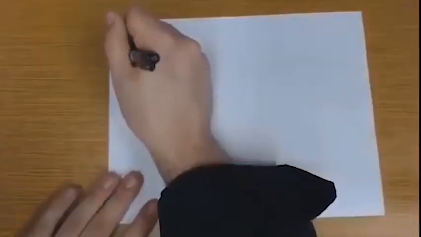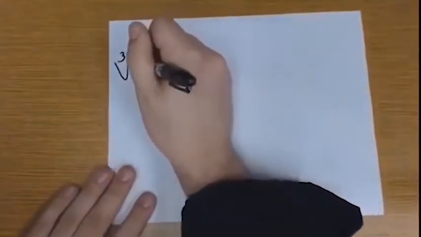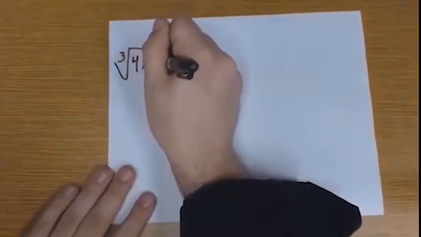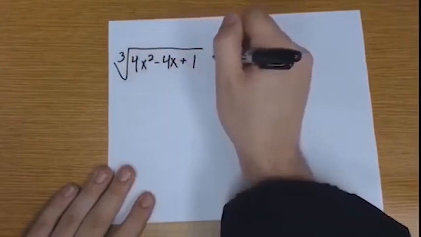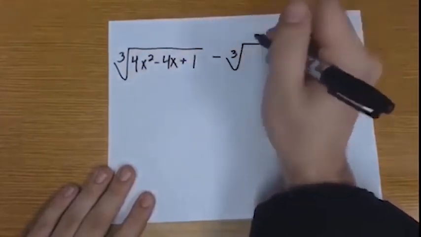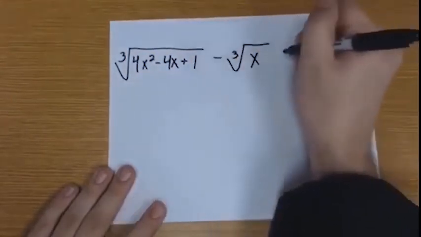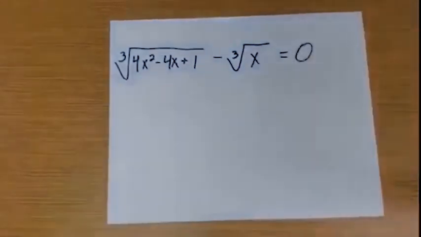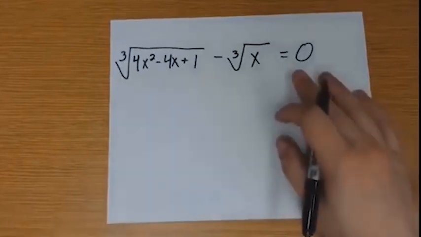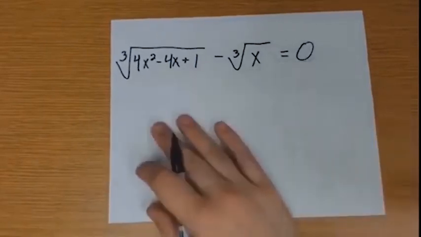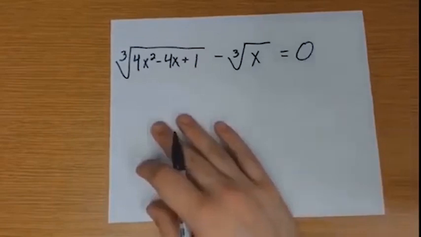We like how this one looks. Cube root of 4x squared minus 4x plus 1 minus cube root of x equals 0. You're probably thinking, what do you mean we like how this looks? We don't like how this looks.